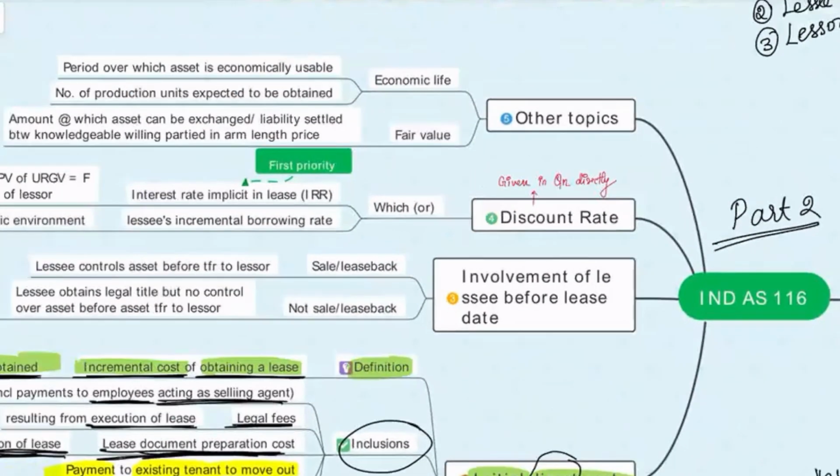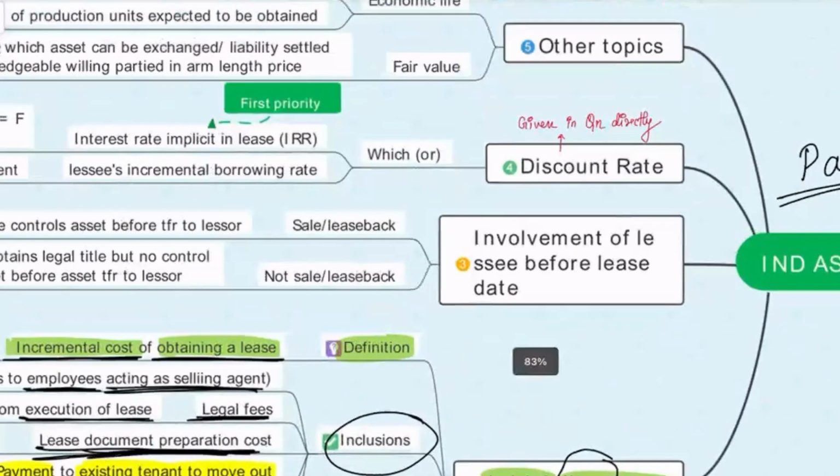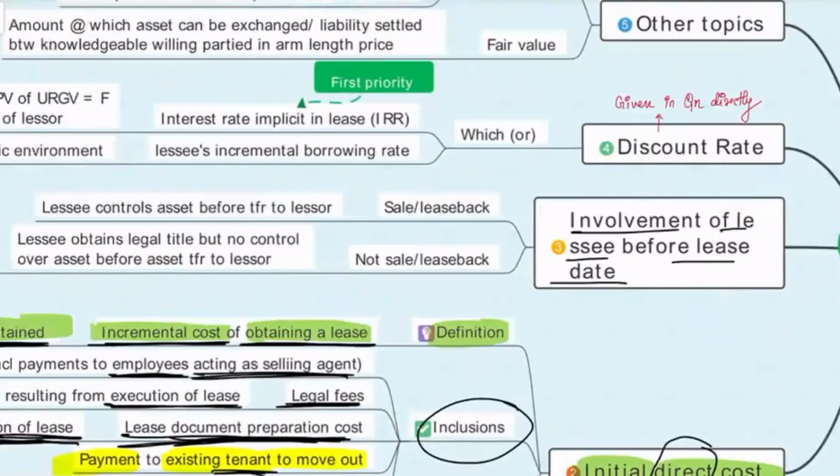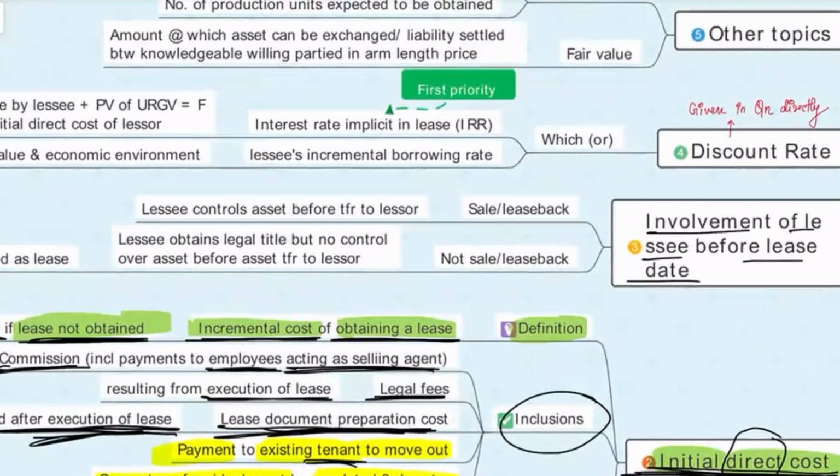Fine. Then we are going to understand the next topic, involvement of lessee before the lease date. So what is involvement of lessee before the lease date? Here we are going to talk about a topic which is known as sale and lease back. This actually will again come as a broader topic when we are talking about lessor accounting. In the end, sale and lease back is going to come as a main topic. But here, let's just understand the related point.